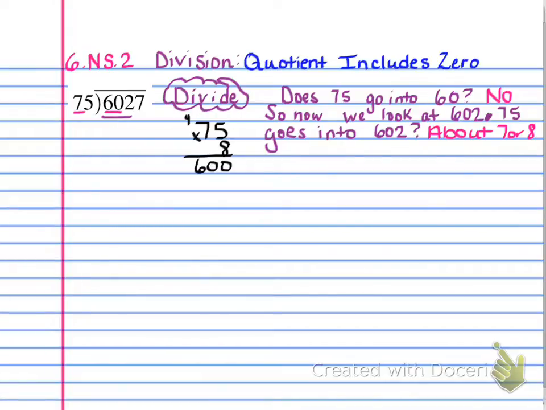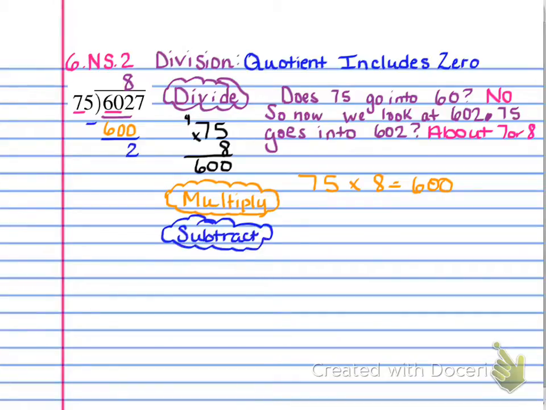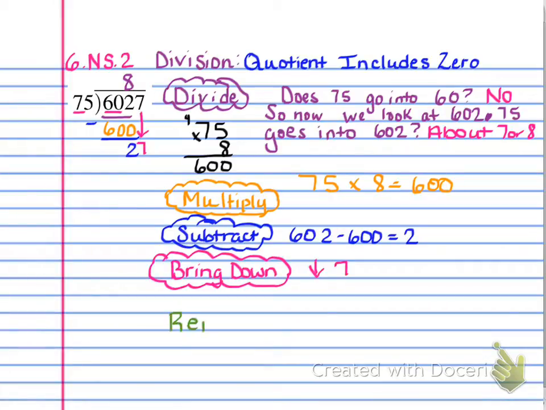So you get 600, so that is the number that will go underneath. So we're going to do the official multiplication portion where we do 75 times 8 equals 600. Then we're going to, of course, do the subtract, which is 602 minus 600. So you get 2 left over. And now we're going to do the bring down step where I just dropped that 7 down in pink right there. So you can see that step right there.